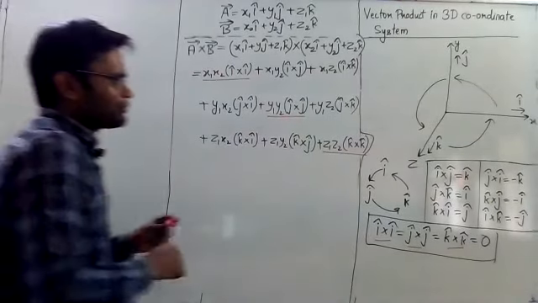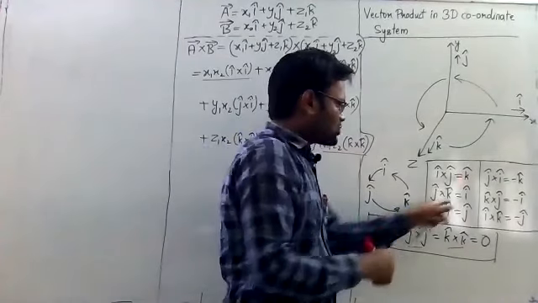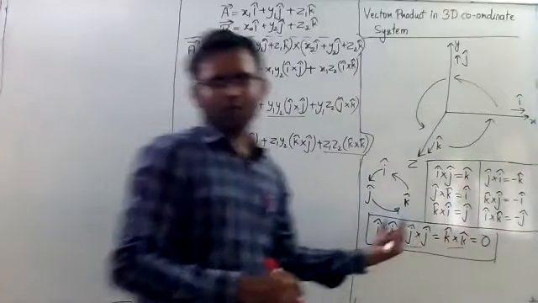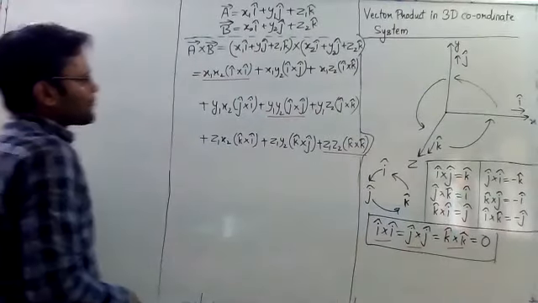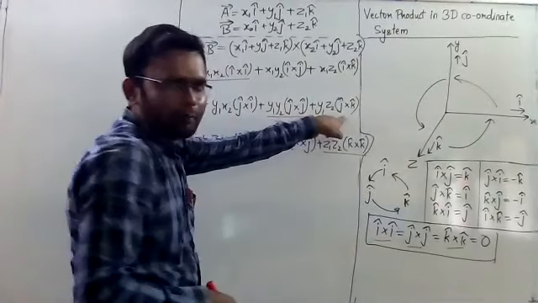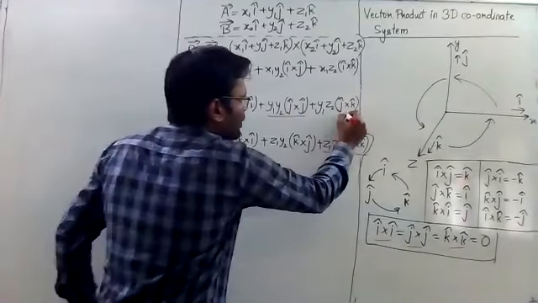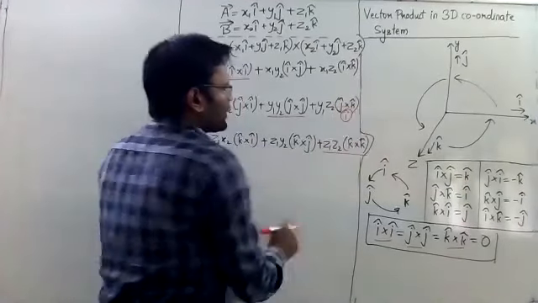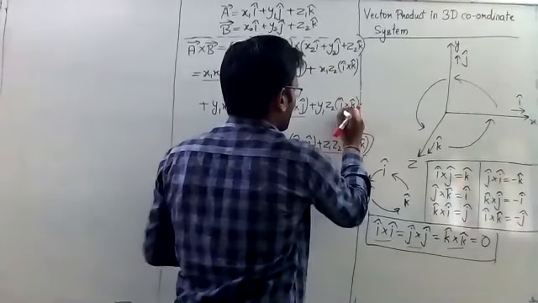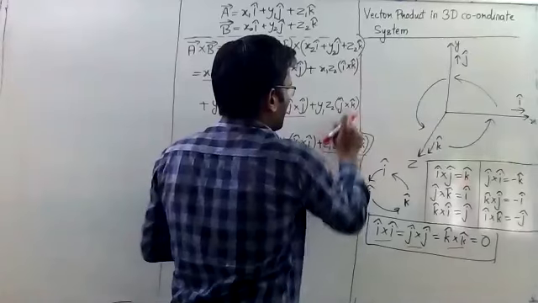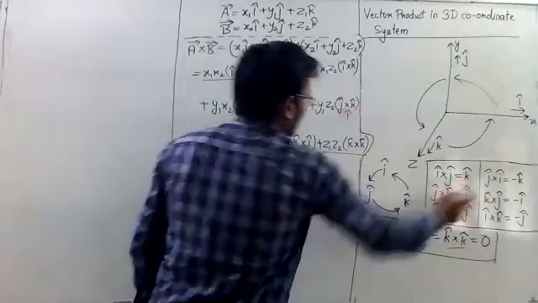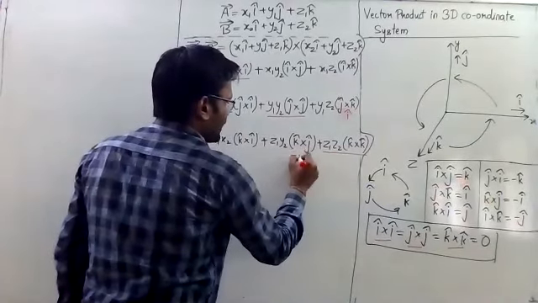Now next, let's see in which case I am getting I cap. I am getting I cap in case of J cross K or K cross J. When J and K are multiplied, then we are getting I. So J cap cross K cap will give me I cap. And K cross J I am getting minus I cap.